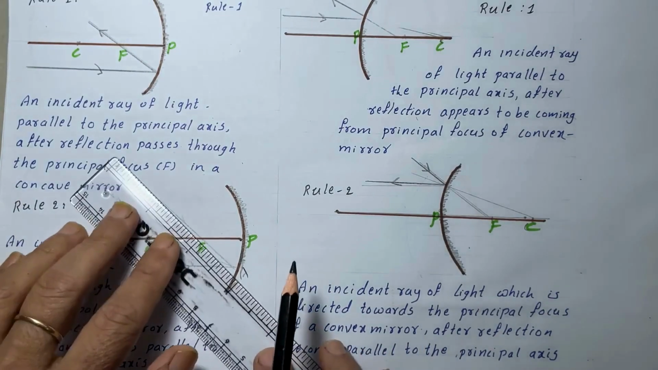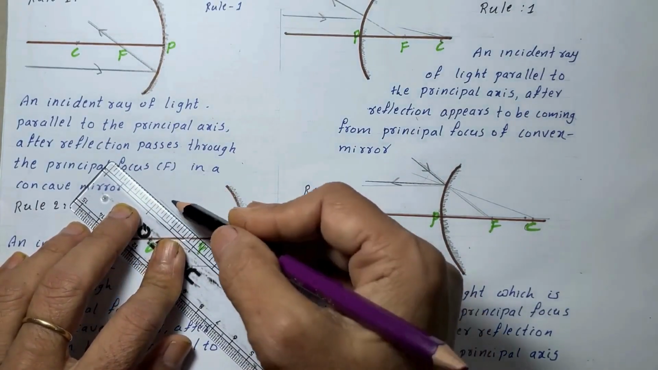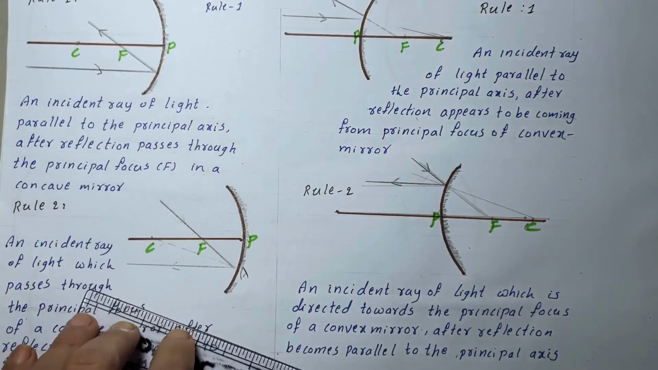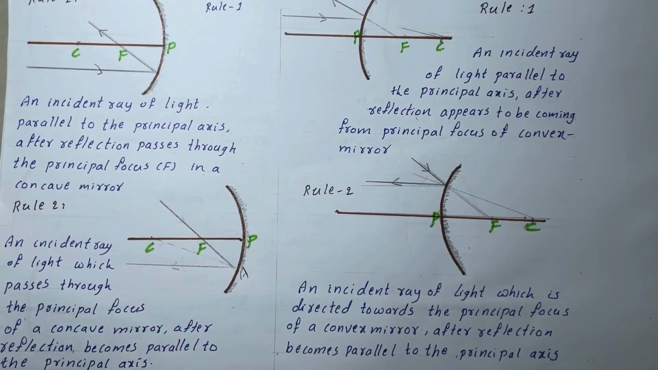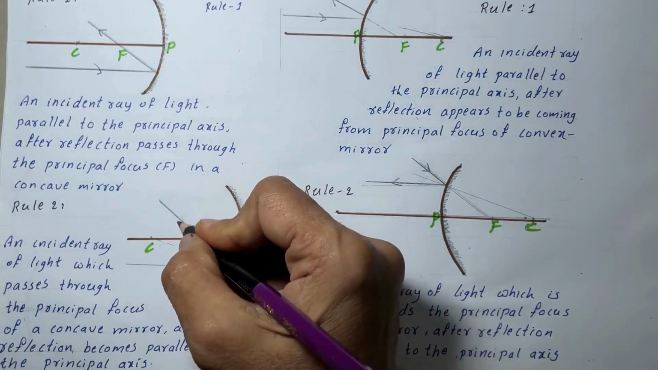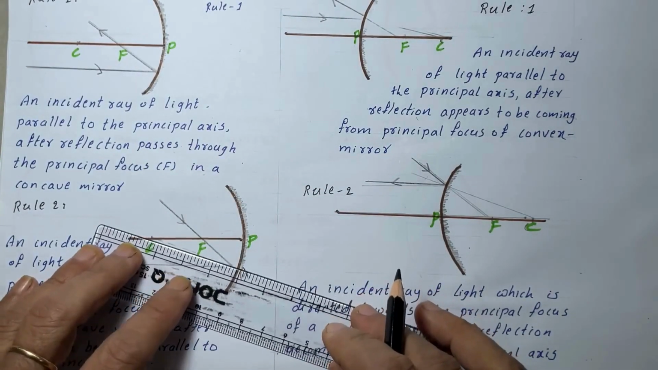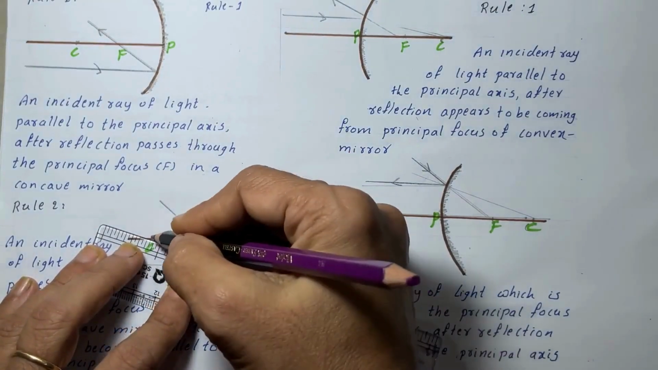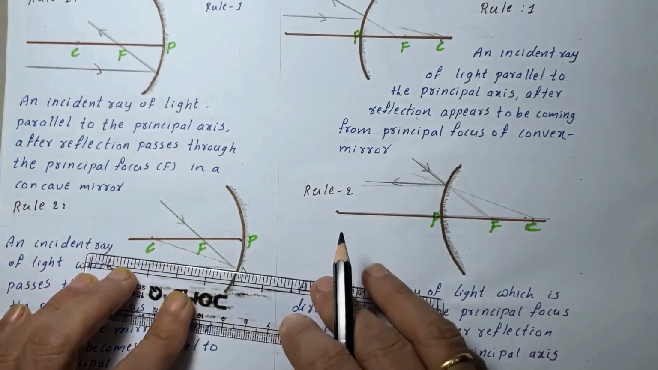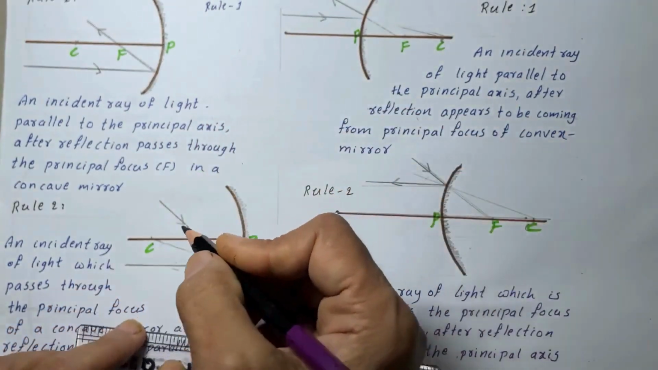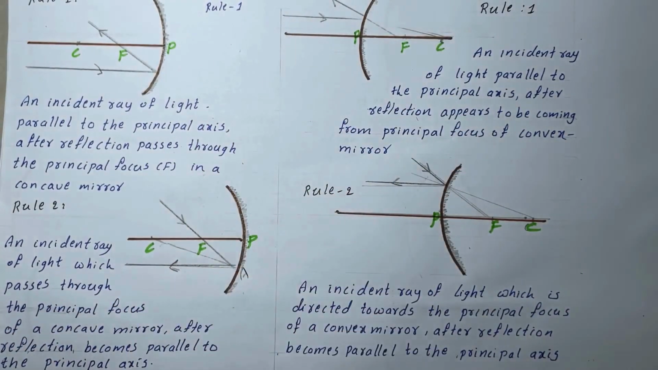An incident ray which is passing through the focus. Here we determine the direction of the reflected rays using the laws of reflection. Here our incident ray is passing through the focus and AC is normal. After reflection, the reflected ray passes parallel to the principal axis. This is the second rule. Come to the convex mirror.